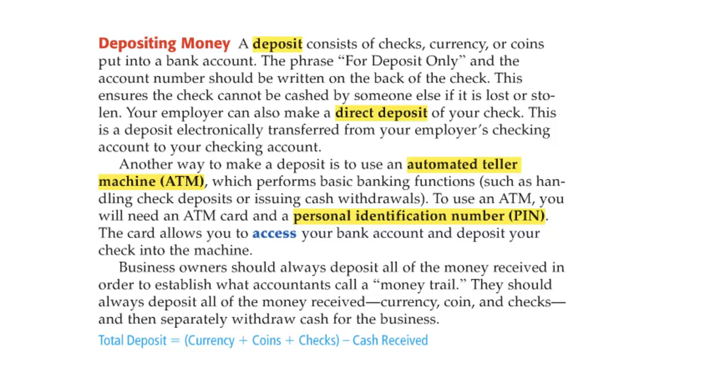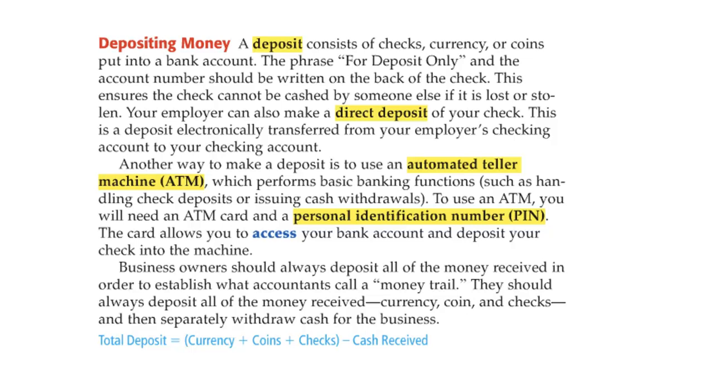Your employer can also make a direct deposit of your check. This is a deposit electronically transferred from your employer's checking account to your checking account. Another way to make a deposit is to use an automated teller machine, ATM, which performs basic banking functions. To use an ATM, you must have a PIN, a personal identification number. The card allows you to access your bank account and deposit your check into the machine.